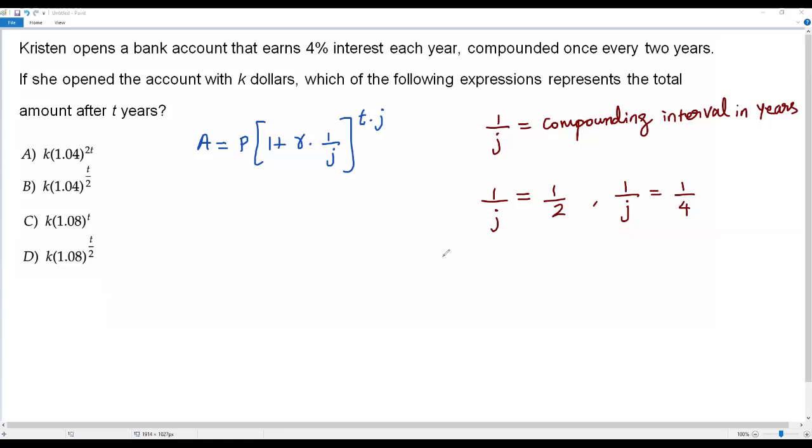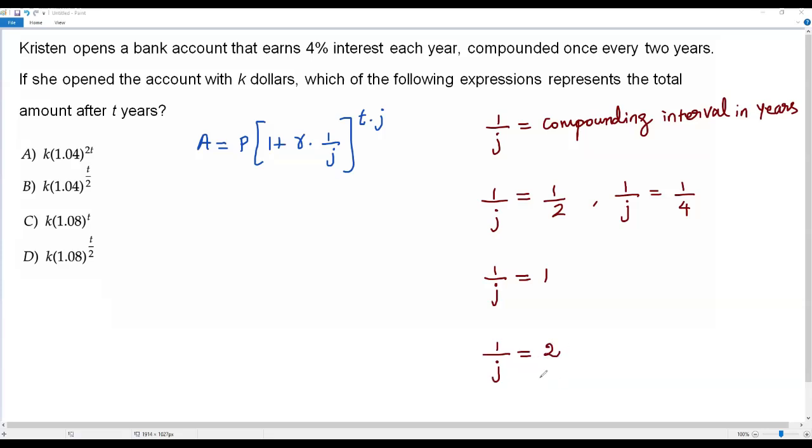In case the interest is compounded every year, that means once in a year, what is the value of 1 over J? That's simply 1. Because 1 over J represents the compounding interval in years, when interest is compounded once every year, the compounding interval is just 1 year, so the value of 1 over J equals 1. But in our case, the compounding interval is 2 years. That is, interest is compounded every 2 years. Then the value of 1 over J is equal to 2.